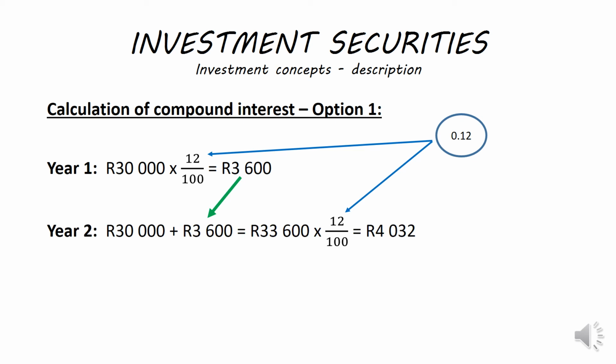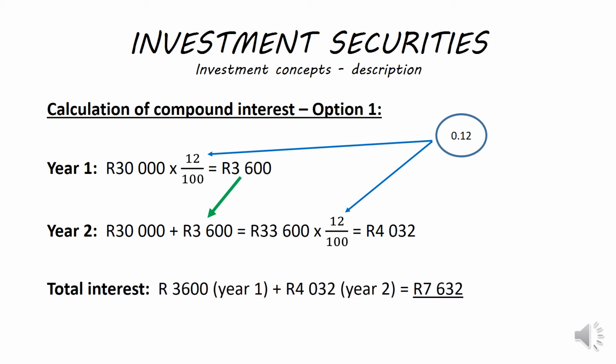But in year two, she's now supposed to be paid interest on her principal amount plus the interest earned in the previous period. So now you're going to take this 30,000 Rand, which is your principal amount, and add the interest for year one, that 3,600. Now the principal amount has grown. 30,000 plus 3,600 gives you 33,600. The amount on which she earns interest in the second year is now 33,600. The interest rate is still 12%, so 12 over 100 or 0.12. If you do that calculation, for the second year she's earning 4,032 Rand interest.